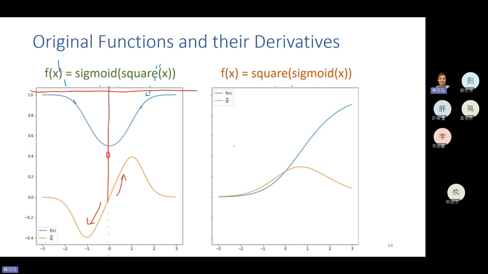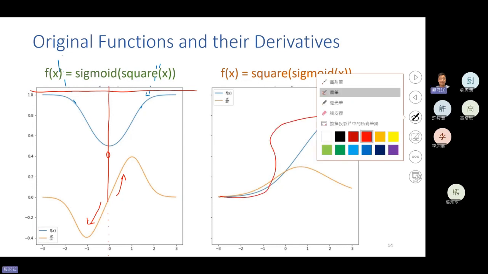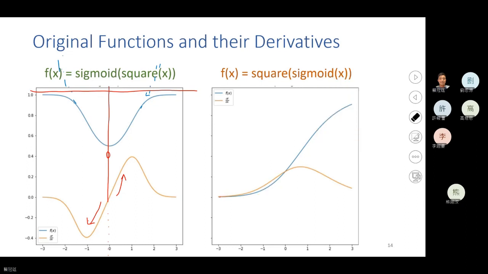Okay, the second one is just the square of the sigmoid function. So the shape becomes sharper, right? Originally it's the S shape, but it's squared. It's still between 0 and 1, but the shape becomes sharper. Original maybe like this.